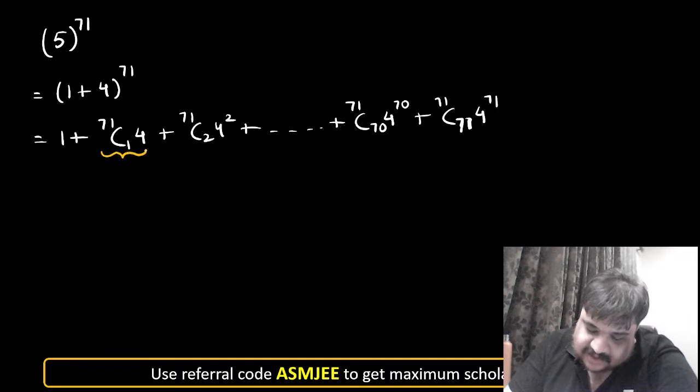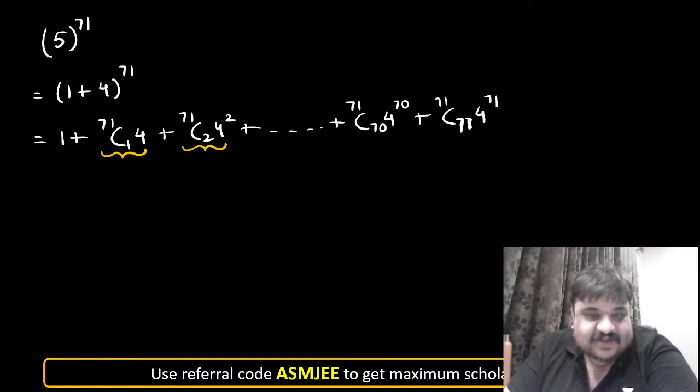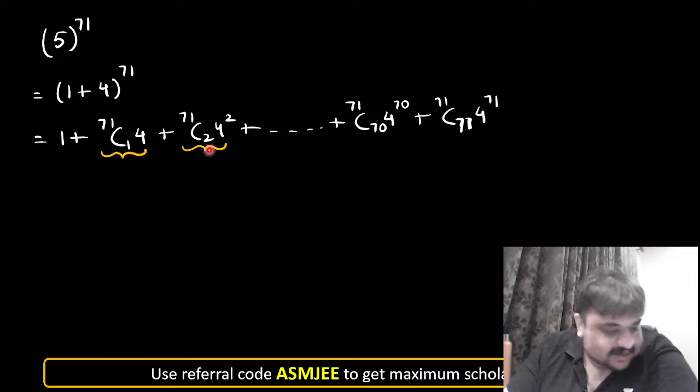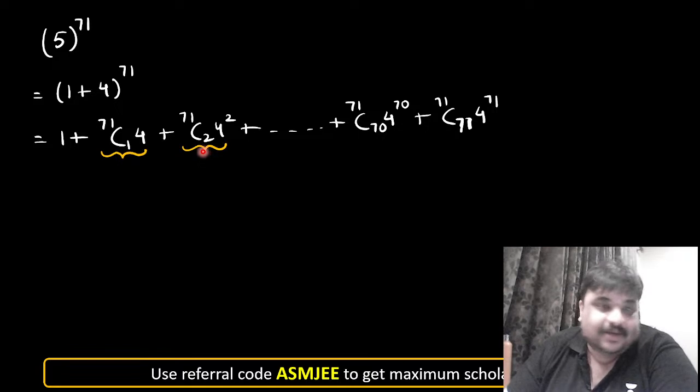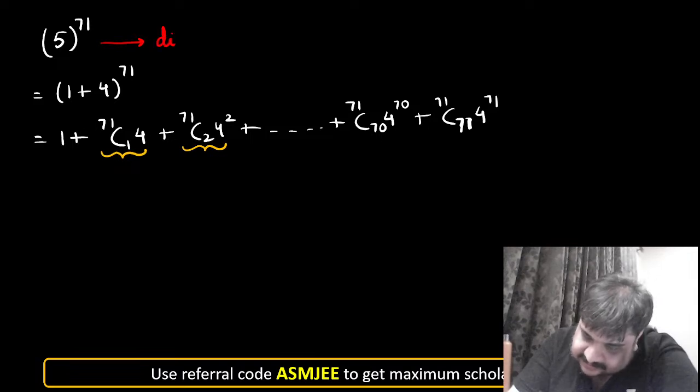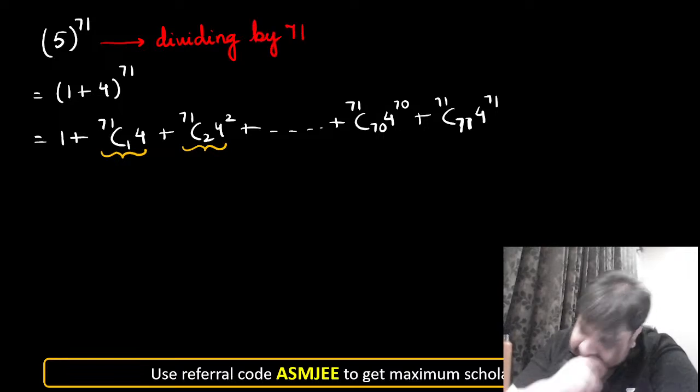This will be a factor of 71. This will have 71 as a factor. This also will have 71 as a factor. Do you remember nCr has n as a factor when n is prime? This also has 71 as a factor. 71 is a prime number. We don't care about 4. We are dividing by 71.